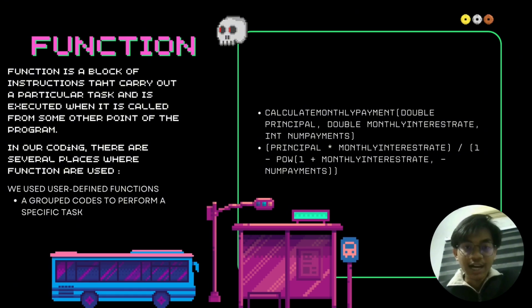In our coding, there are several places where functions are used. We use user-defined functions, which are grouped code to perform a specific task. For the first one, we have calculate monthly payment. In this function, we use it for the calculation of the monthly payment.